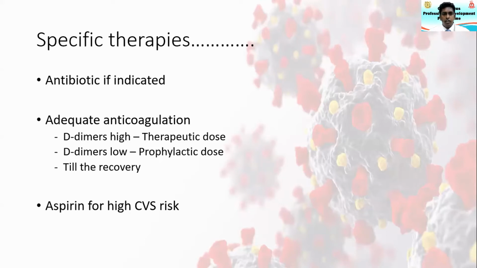If a patient has high D dimers, you use therapeutic dose. If low D dimers, you use prophylactic dose. And if you don't have any evidence of D dimers, you better use therapeutic dose for at least a couple of days till the recovery. And we use aspirin for high risk patients.